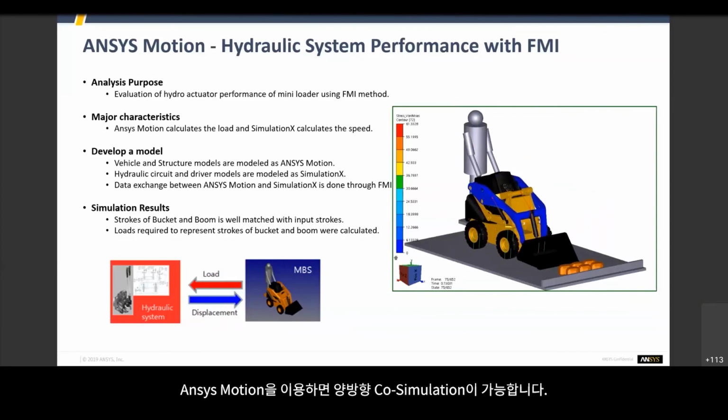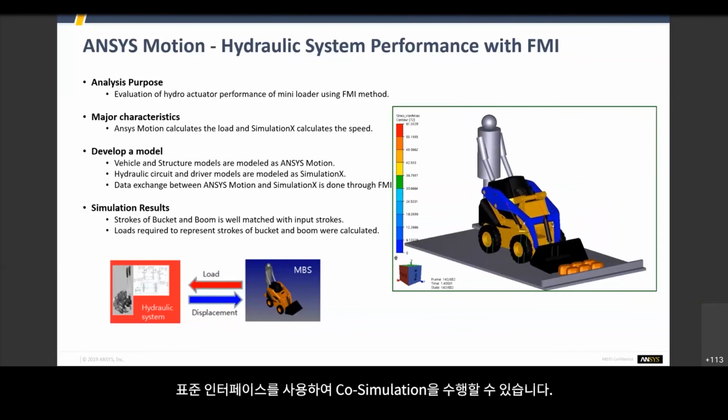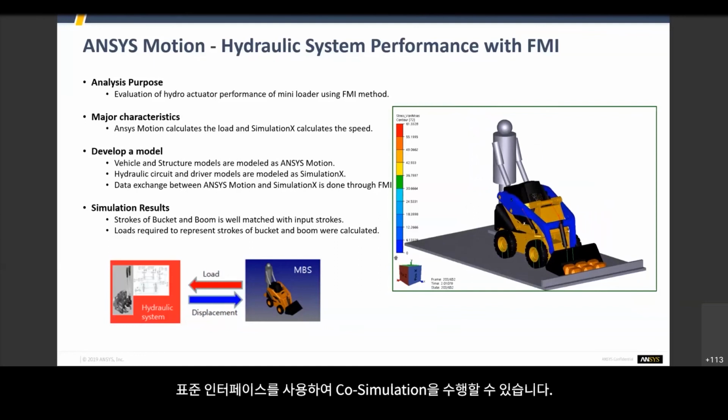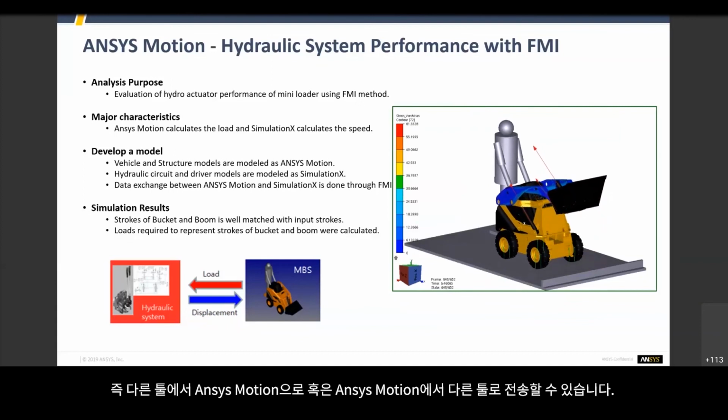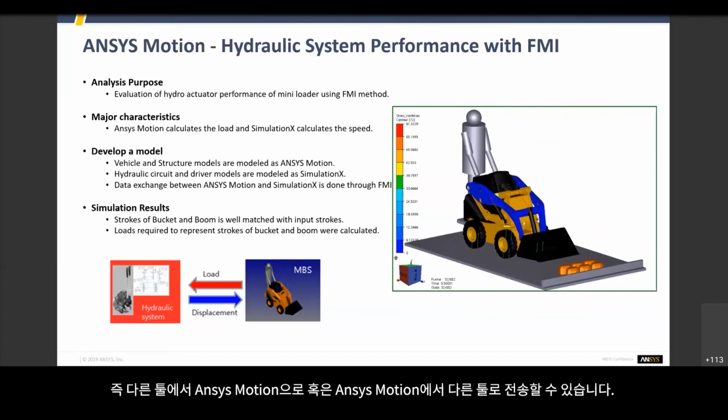So there's two ways to co-simulate with Motion. You can co-simulate using the standard functional mock-up interface. Ansys Motion acts as a slave inside a functional mock-up interface and will provide functional mock-up units into that interface to allow you to pass data two-way into Motion and out of Motion into your other tool.